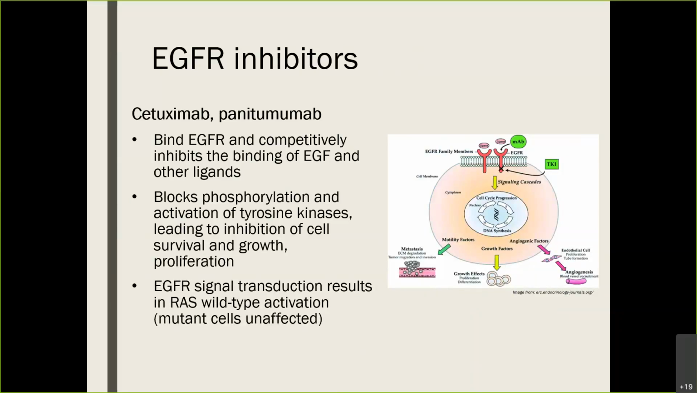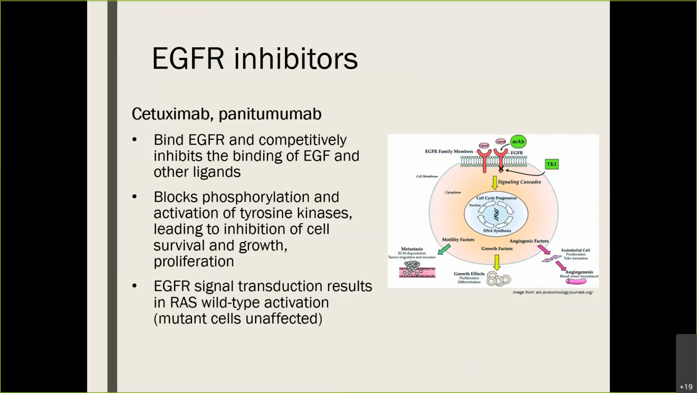Moving on to the EGFR products, we have cetuximab and panitumumab. Brand names are Erbitux and Vectibix. These products bind to EGFR, or epidermal growth factor receptor. They competitively inhibit the binding of epidermal growth factor and other ligands. It leads to the blocking of the phosphorylation and activation of these receptors. So this is a good example of these monoclonal antibodies trying to block off those cell signals.